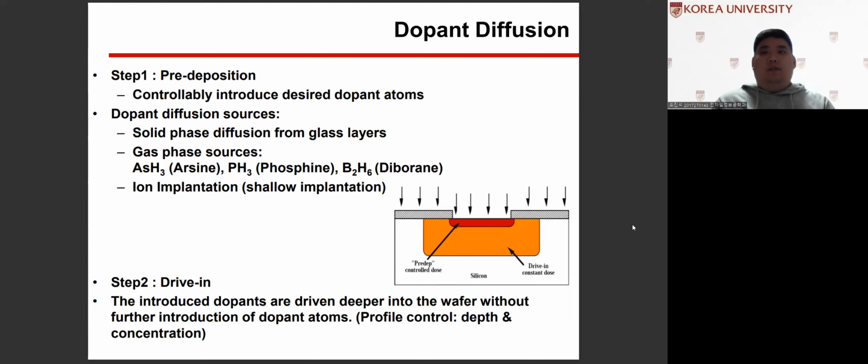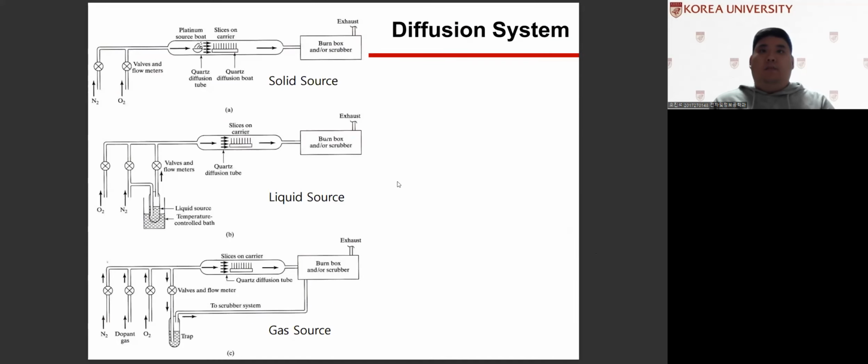This can be a rather easy way, by applying the dopant material on the surface of the silicon, and we apply heat to make the diffusion. Theoretically, this is an easier way than ion implantation. The diffusion system looks like this.